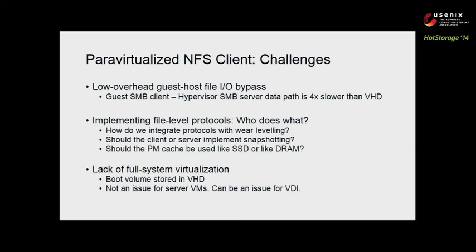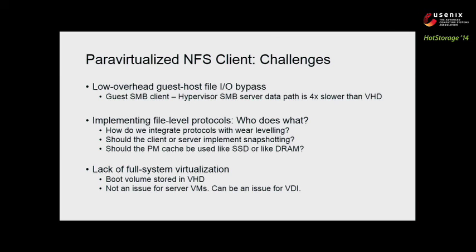And then on file level protocols, if the hypervisor has persistent memory caching, how would we integrate the file level protocols with write leveling? In terms of snapshotting, should the hypervisor do this, or can the storage server do it? Because several NAS servers are actually proposing snapshotting today. And finally, how should we use the persistent memory cache? Should we address it at the byte granularity like DRAM, or more at the block level like SSDs today?